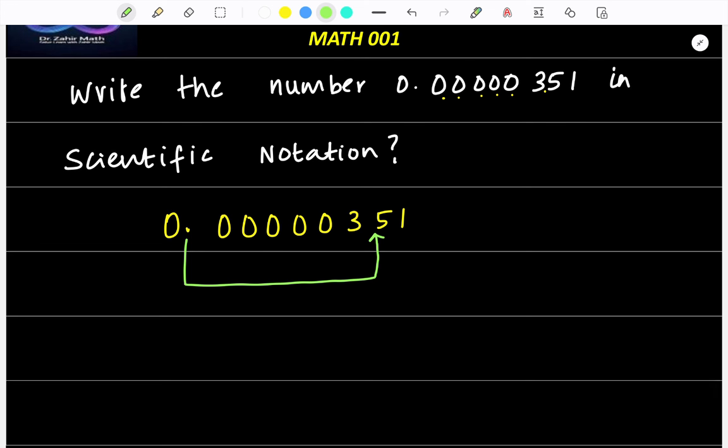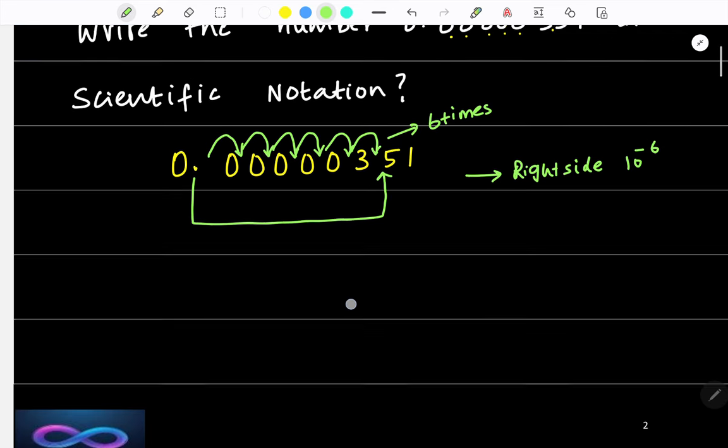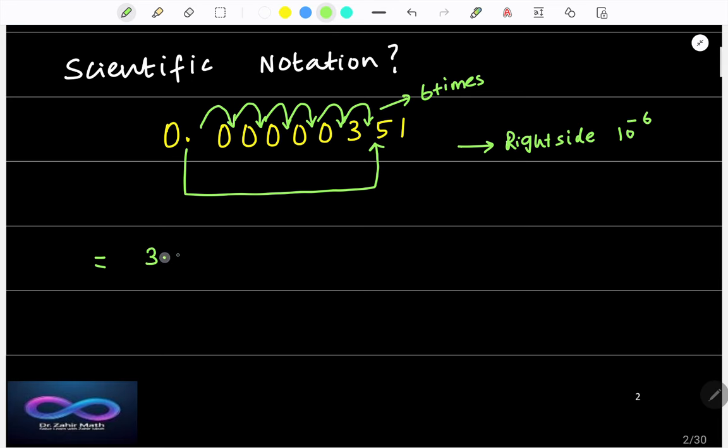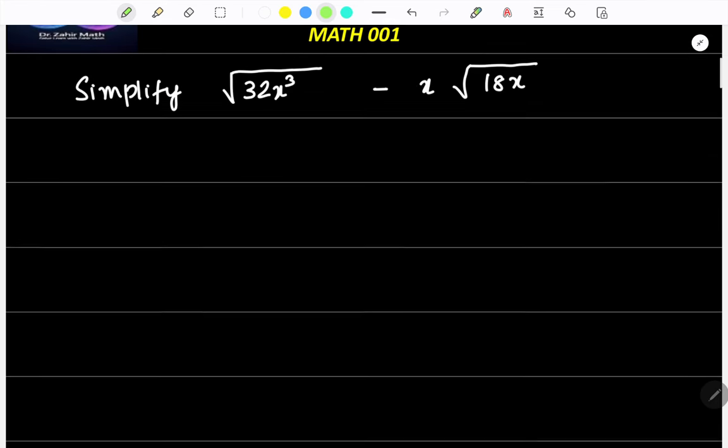How many times are we going to move? 1, 2, 3, 4, 5 and 6. So we are moving this point 6 times, to the right side. If you are moving right side in scientific notation, you have to put 10 power minus 6. Therefore, the answer is 3.51 multiplied by 10 power minus 6. So this is scientific notation. Clear? Let's go to the next question.